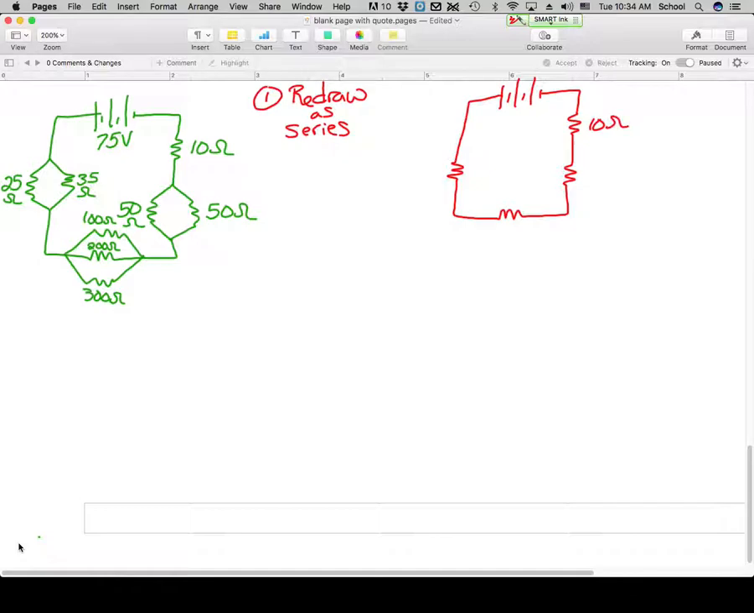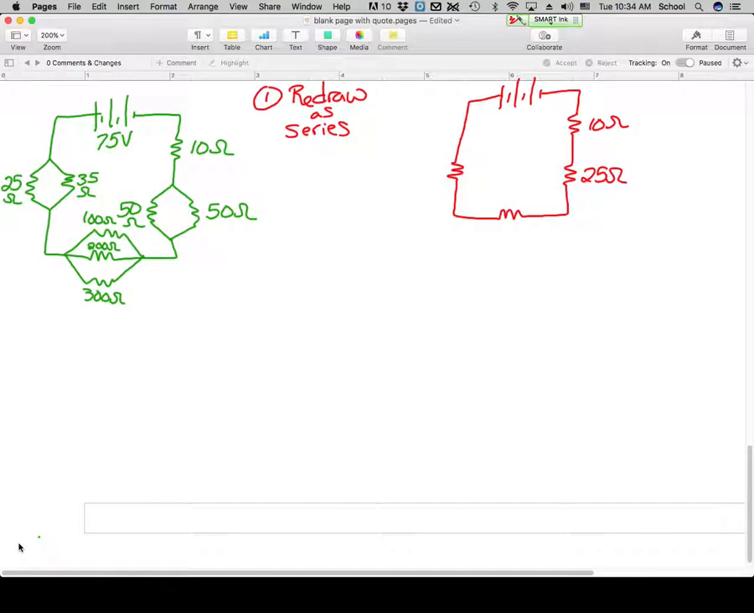But if we have two 50s in parallel, they act like a what? Not 100. That would be if they were in series. They're in parallel, so 1 over 50 plus 1 over 50 is 2 over 50, which is the same as 1 over 25. So this is going to act like a 25 ohm resistor.